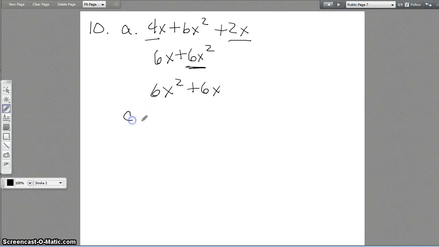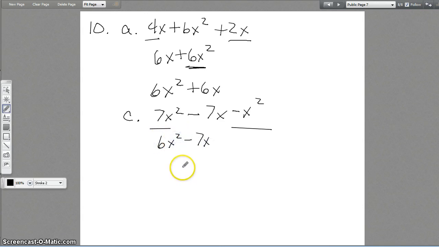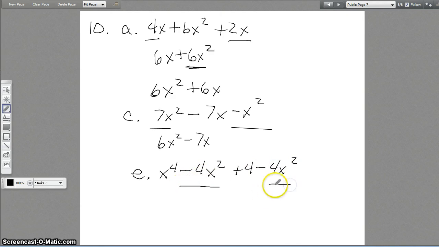Okay, the next one we're going to do is part C, which is 7x squared minus 7x minus x squared. We do have two terms that have the same degree, 7x squared and negative x squared. So 7x squared minus x squared is 6x squared minus 7x. We're already written in descending powers of the variable because we have our second degree term first and our first degree term next. Okay, so the last one we're going to do here is part E, which is x to the 4th minus 4x squared plus 4 minus 4x squared. Our terms that have the same degree are powers of 2, so we have negative 4x squared and negative 4x squared. So we can rewrite this as x to the 4th, and then negative 4x squared and negative 4x squared is going to give us minus 8x squared, and then plus 4.